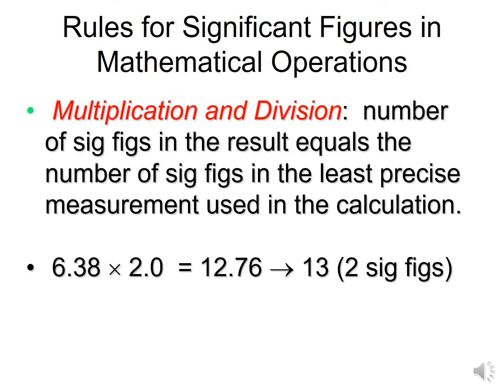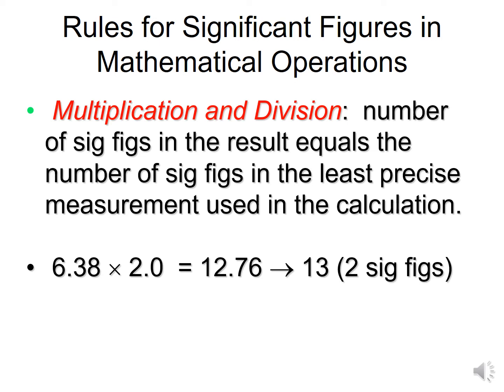For example, if we multiply, in this case, 6.38 times 2, and using a calculator, we obtained 12.76, which now, according to the rule enunciated above, we have to round off to 2 significant figures. And so the result is 13.